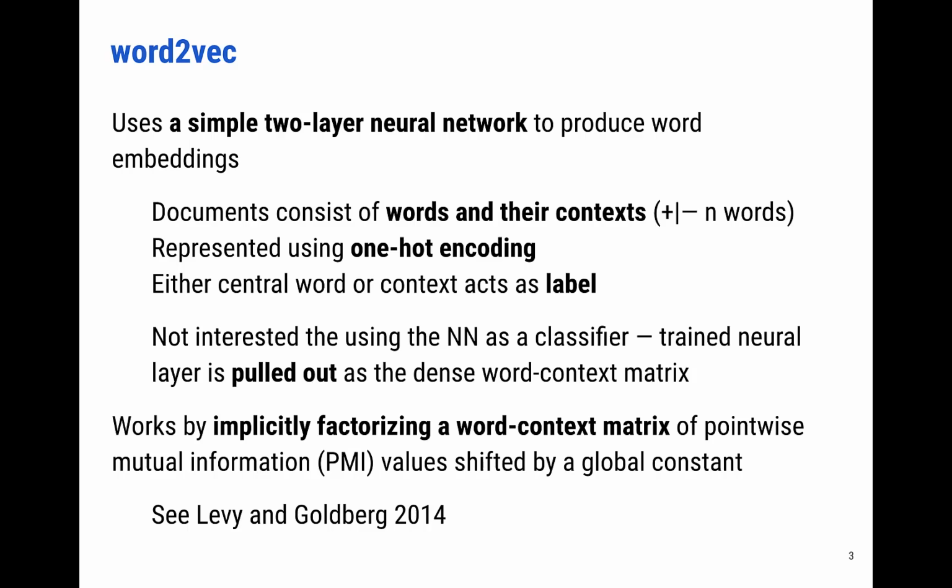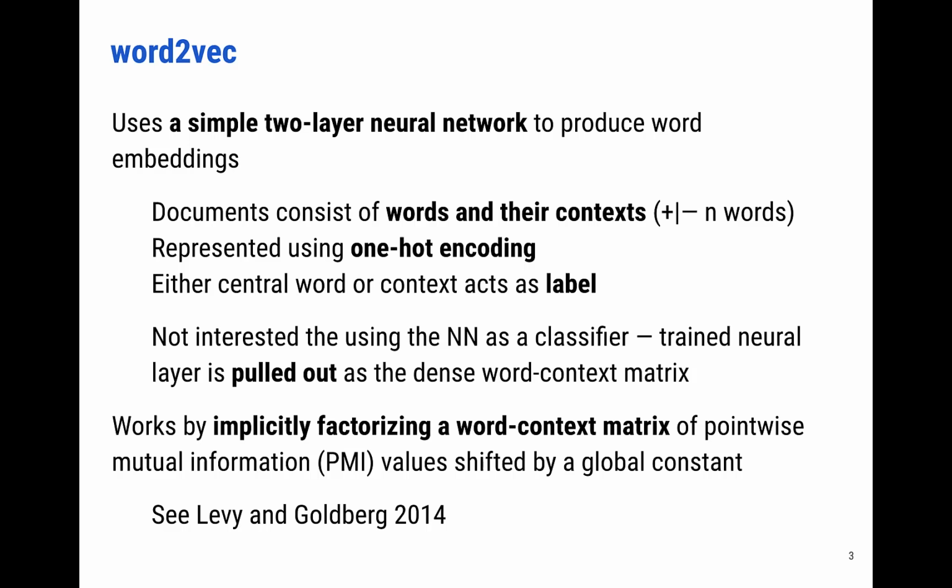So what is Word2Vec or the SGNS algorithm? Well, it's an approach that's pretty interesting. It uses a simple two-layer neural network to produce word embeddings. So we saw earlier that word embeddings are a generic concept. There are any number of ways to produce a dense word context matrix, a vector space. But in this approach, they use a neural network to do the work for them.